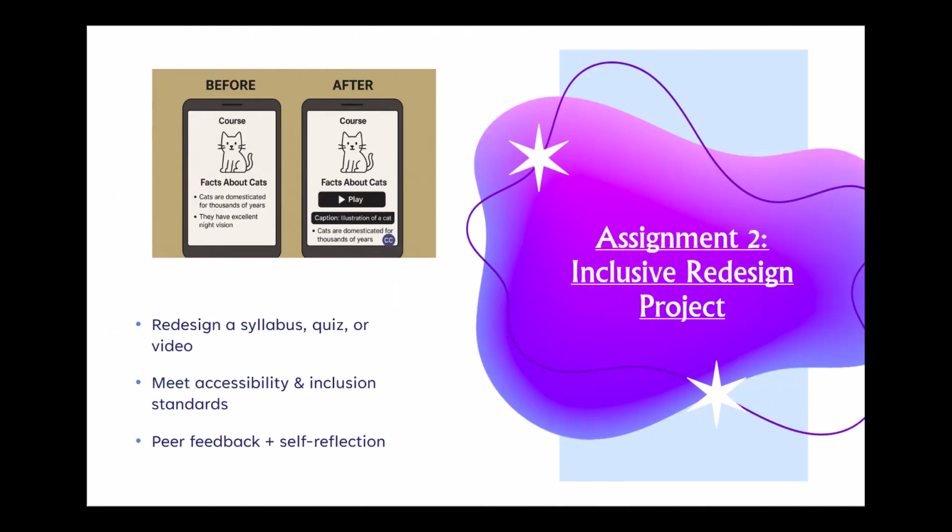Next is the Inclusive Redesign Project. You'll take an existing course component and transform it to meet accessibility and inclusion standards. Along the way, you'll give and receive peer feedback and reflect on your design choices to strengthen your skills.